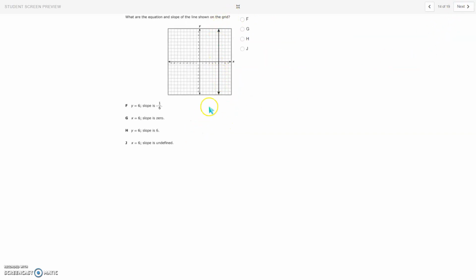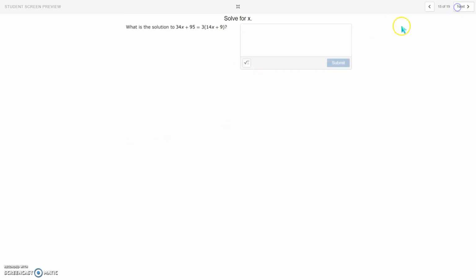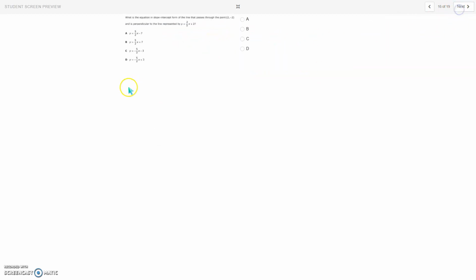Remember, vertical lines are undefined, and that is x equals 6, and the slope is undefined, so J. This one y'all can do. I mean, you can solve for x by now.